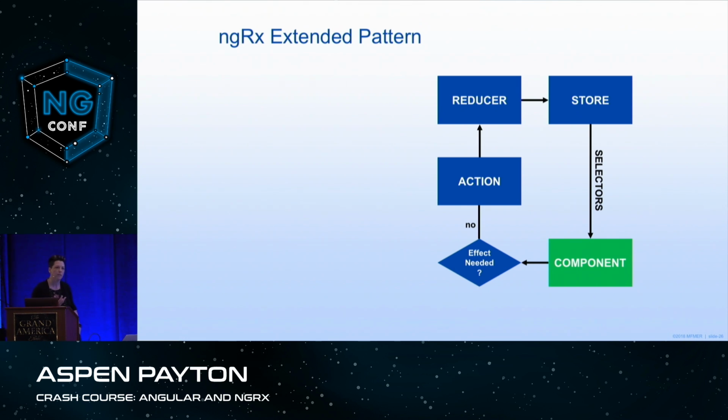An effect is if we need something additional done other than just passing the action through the reducer and having it update. This would be in cases where you need to make an HTTP call to bring in some additional data into your application, which is very common. There's not many chances, honestly, where you're going to have an action that doesn't need some side effect going on.